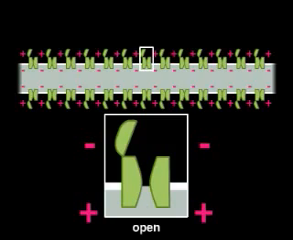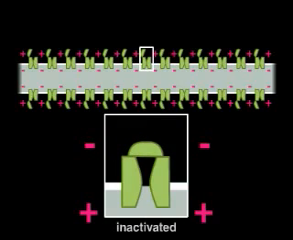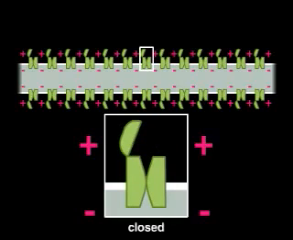Within a fraction of a thousandth of a second, however, the sodium channels switch to a new inactivated state, in which they are closed, but now also refractory to reopening. In this way, the membrane potential can recover quickly after an action potential has passed. The sodium channels then reconvert to the closed state, ready to be opened again when the next action potential is encountered.